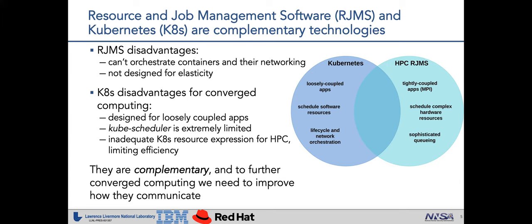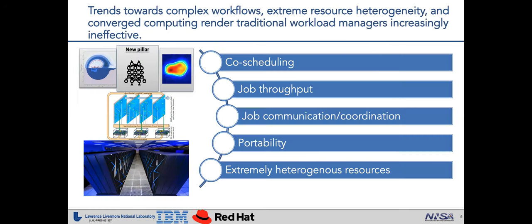Now, there are projects, and Claudia is probably going to mention one of them briefly, like node feature discovery, that are enhancing the resource expression within Kubernetes. But by default, that's not really the emphasis of it. So they are complementary, and to further converge computing, we're going to need to improve how they coordinate and communicate between themselves. So I'm going to switch gears a little bit and talk about the current state of RGMS and how Flux and Fluxion fit into that.